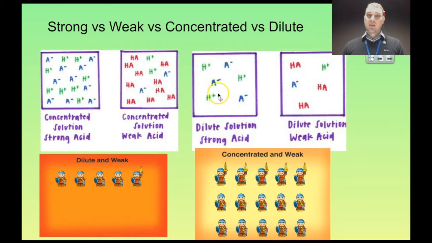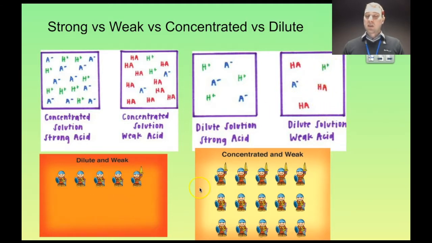So here we have over here a dilute strong acid, so it's a dilute acid because there's not many molecules in here in a particular space, but they have all dissociated, so that tells you it's a strong acid. And over here we have a dilute solution of a weak acid, so there's not many molecules in here, and only one of them has dissociated out of the four.